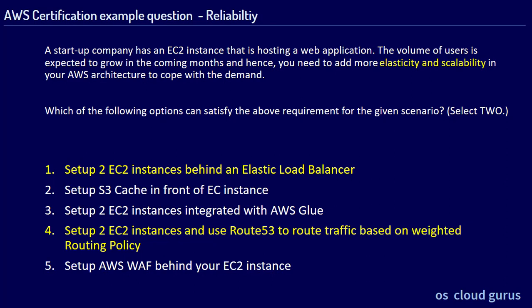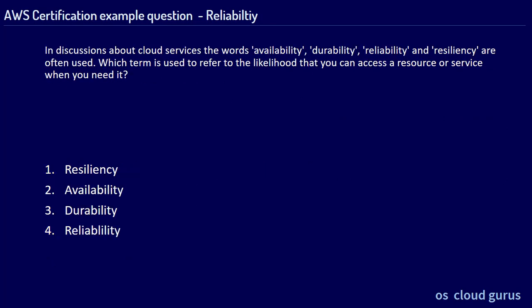You find the keywords here again in the question, scalability and elasticity. So be aware and read the question in the right way. Talking again about the 5 pillars in discussion about cloud services, please read the question on your own, and then let's have a look at the right answer. Okay, this is of course availability, so be aware of these expressions.